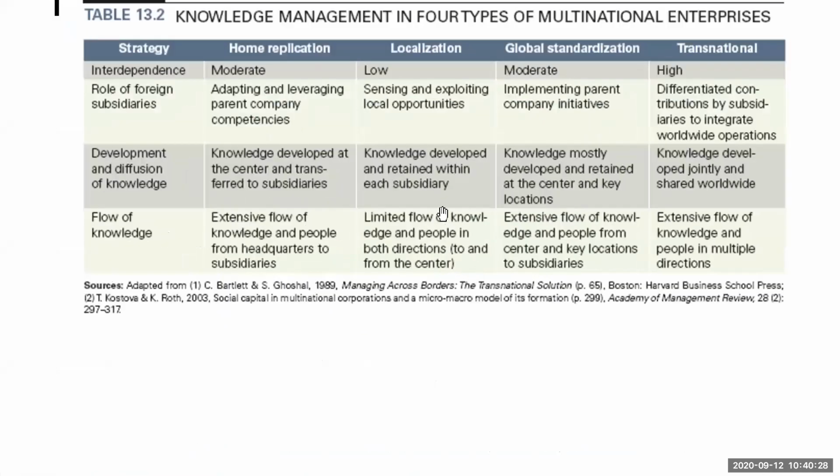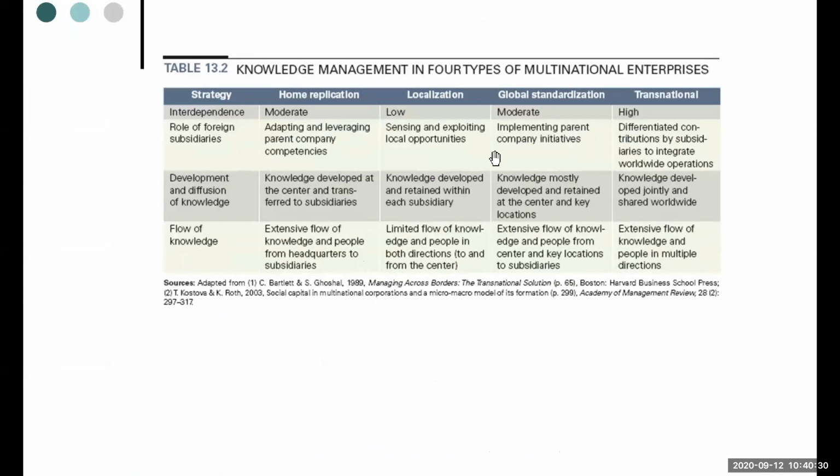So that is where this represents the complexity of knowledge management across the different strategies that companies follow, right? The strategies we have seen, four strategies are followed: home replication, localization, global standardization, and transnational, right? Now, on the knowledge management side, what are the factors? There can be a complete interdependence, which is you are working together in a very smooth manner.